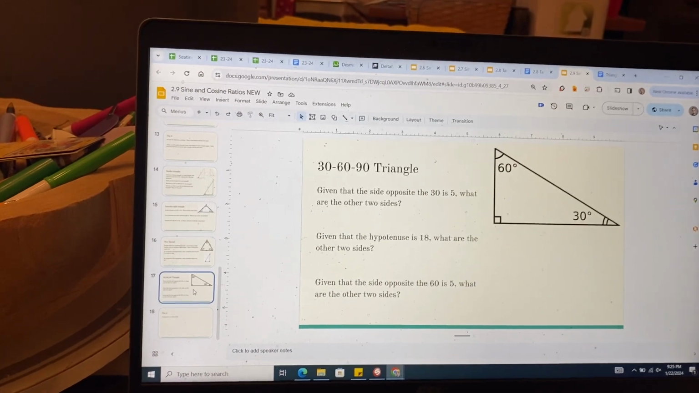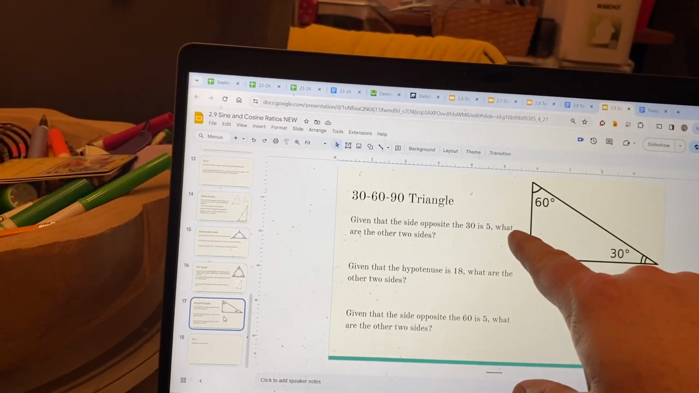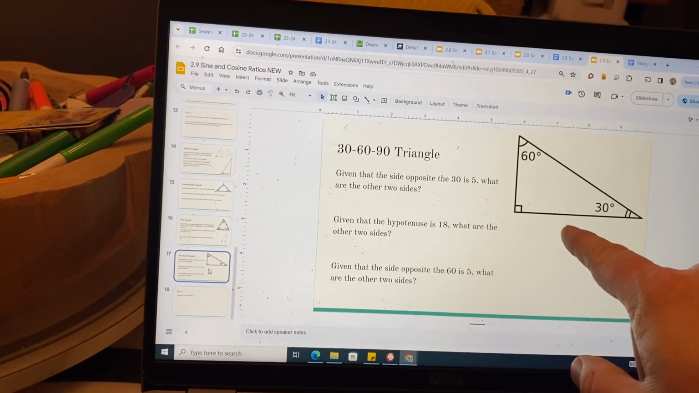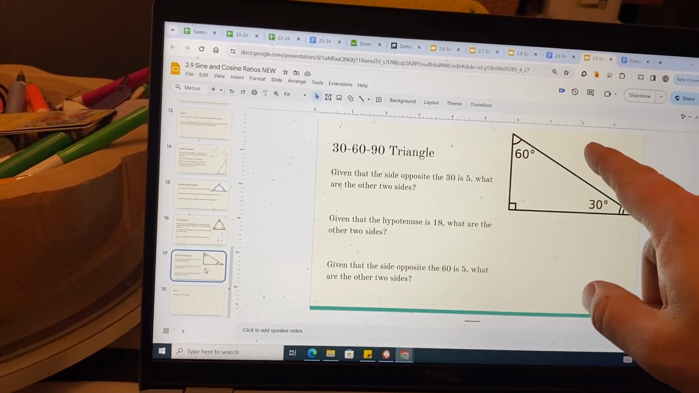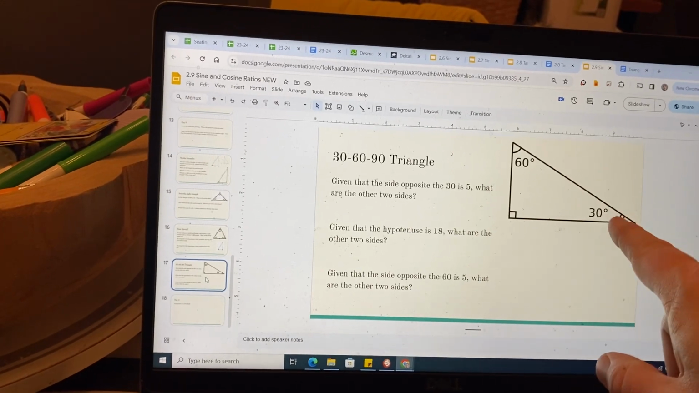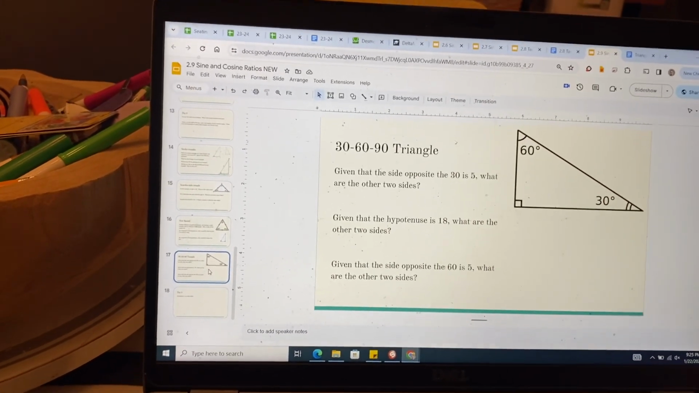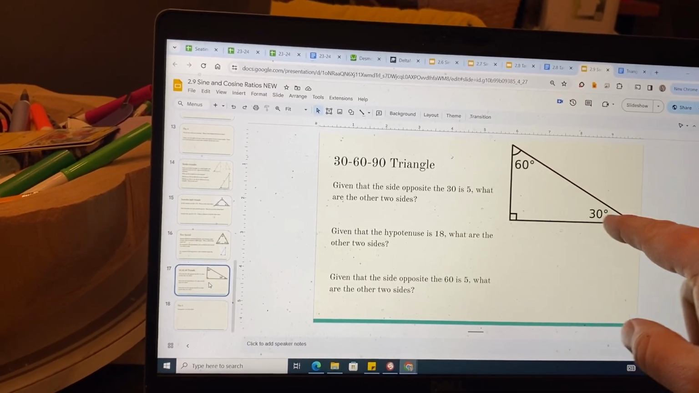Okay, so when we have that 30, 60, 90 right triangle, if the side opposite the 30 is 5, the side opposite the 60 is 5 square root of 3, and the hypotenuse is double that 5, which is 10. If the hypotenuse is 18, the side opposite the 30 is half of that, it's going to be 9. And then the side opposite 60 is going to be 9 square root of 3.